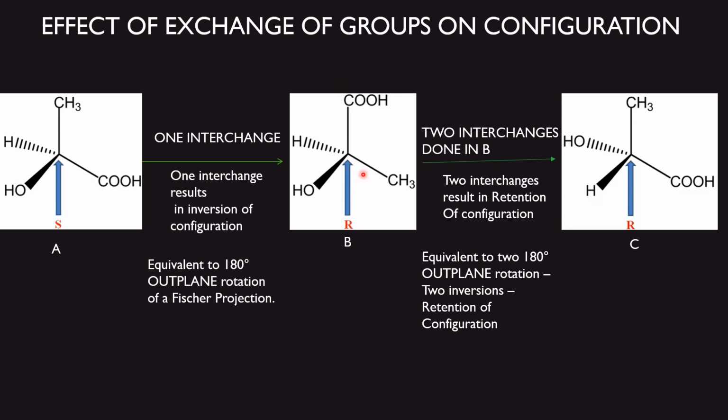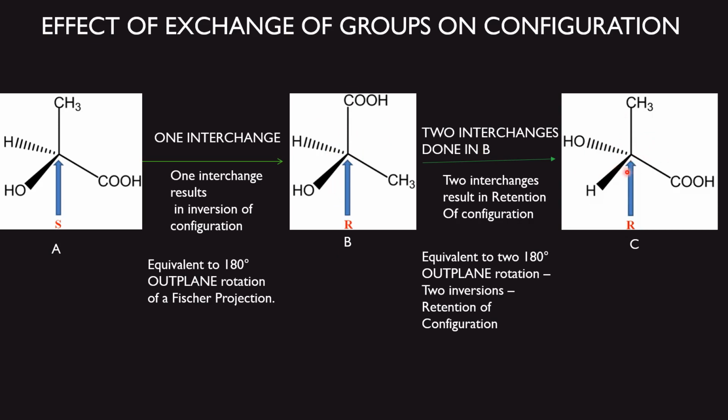So when I do one interchange, now I am doing the interchange of these two groups. I am putting methyl here and COOH here, right? And I am interchanging the hydrogen and OH also. So now I have done two interchanges. So one interchange results in the inversion. This R becomes S. And now another interchange will convert S into the R, the original. So when I do two interchanges in this molecule B, I will get a structure that retains the original configuration.